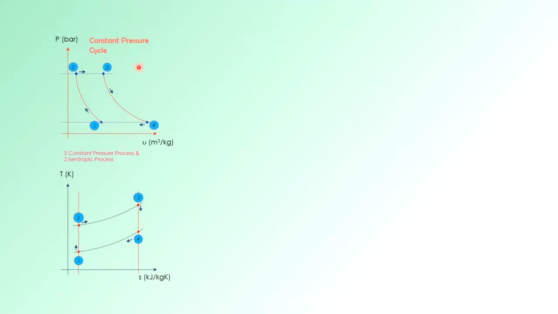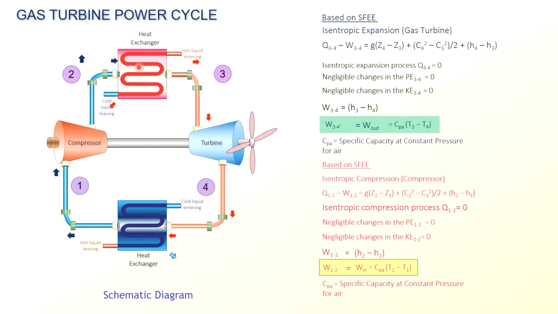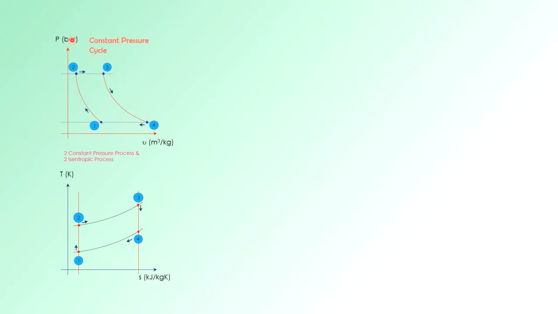So now, the next one is actually the heater and the cooler. If you want to find the heat supply and the heat rejected, the heat supply here is Cp (T3 minus T2), and the heat rejected here is Cp (T4 minus T1). Heat supply and heat rejected.